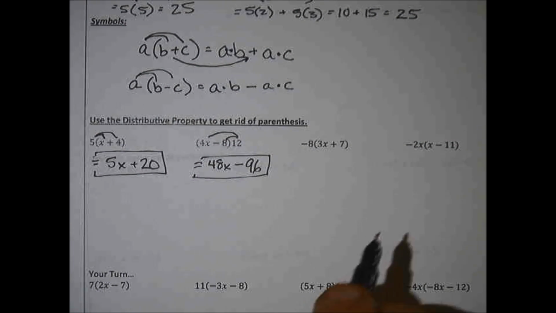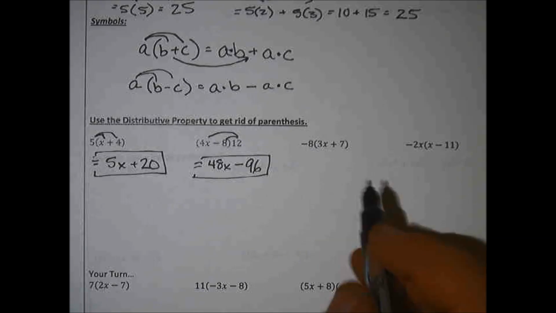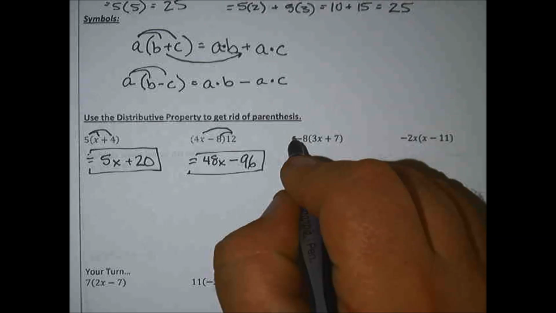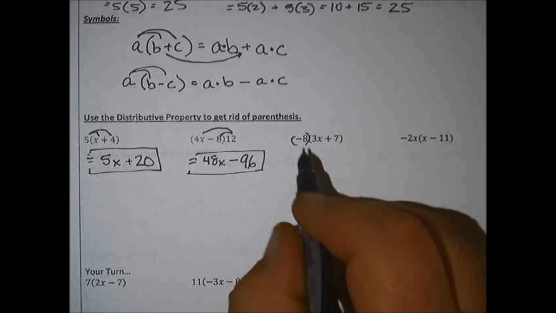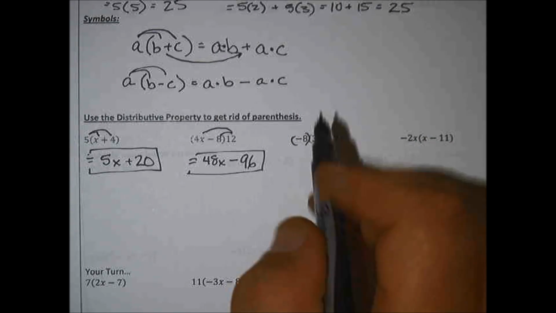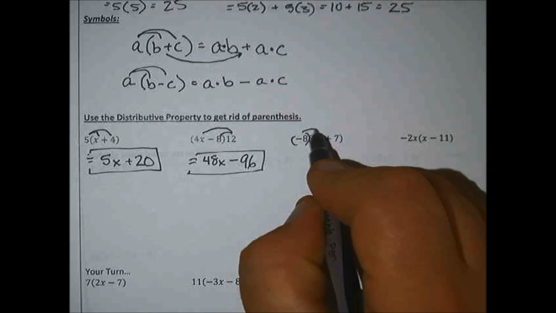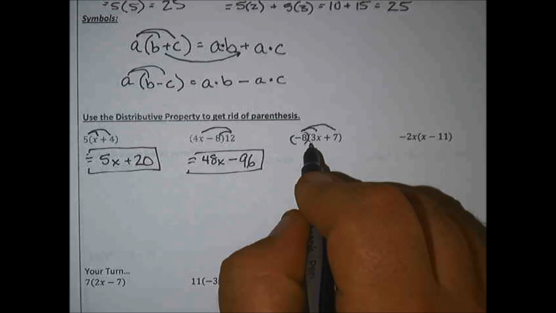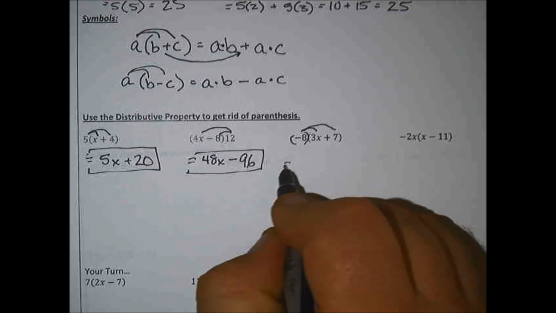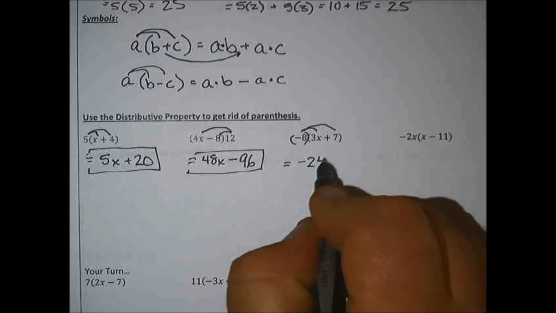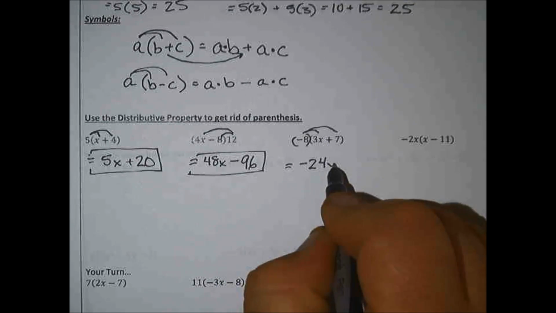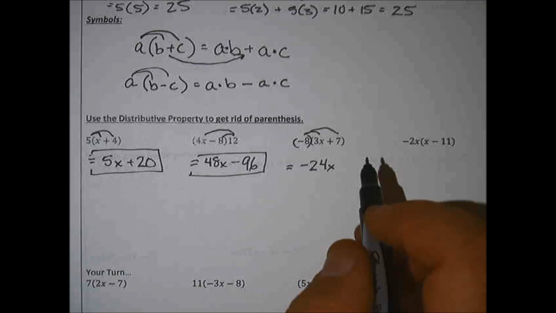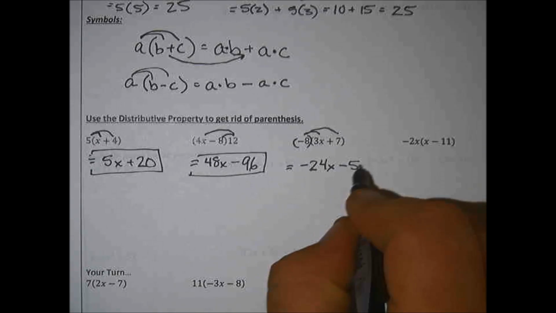Okay. Next one. I have a negative outside. Now, anytime I have a negative outside, sometimes I'll put parentheses even around that to know that that whole thing needs to get distributed inside. But let's go ahead and look at it, see what happens. Negative 8 times 3, we did that before. That's negative 24. Throw that x on the end. It just needs to tag along. And negative 8 times 7 is negative 56.